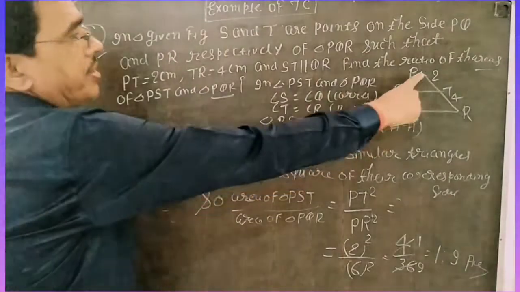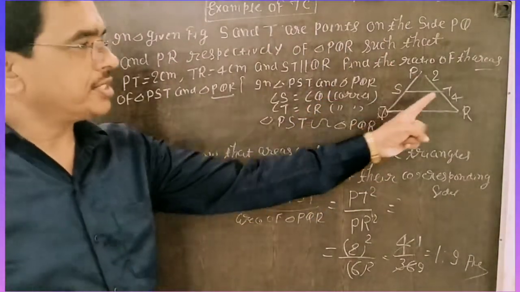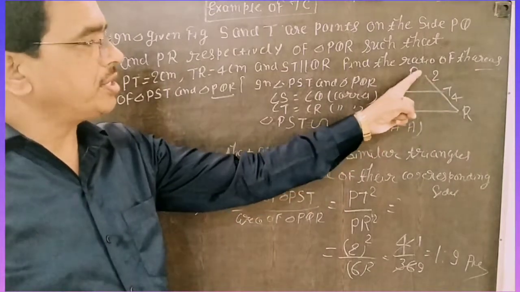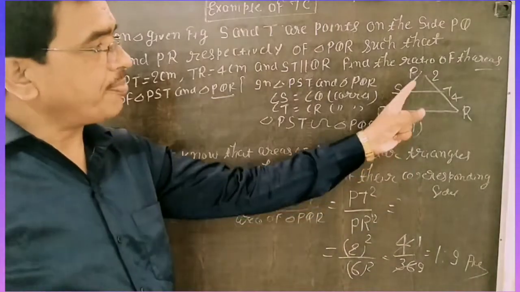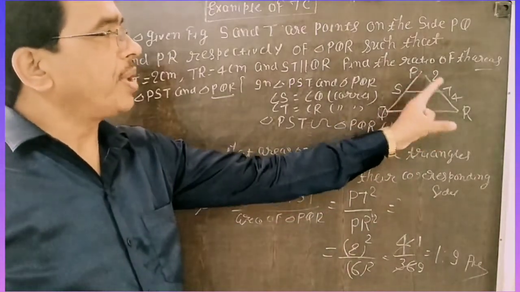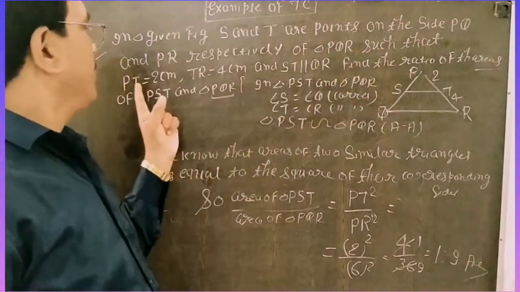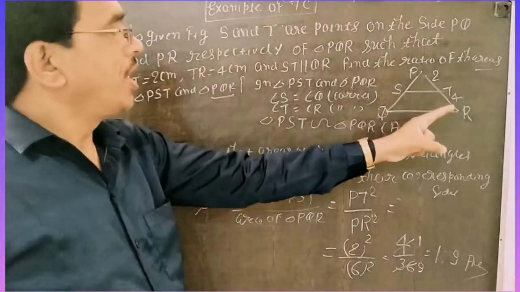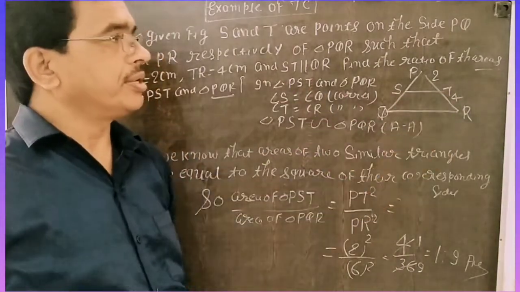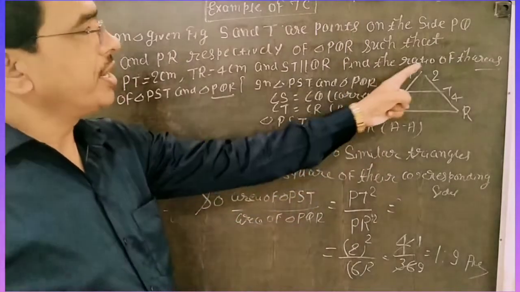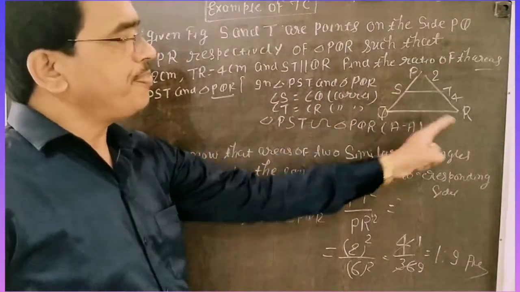In the given figure, S and T are points on PQ and PR respectively of triangle PQR, such that PT is equal to 2 cm and TR is equal to 4 cm and ST is parallel to QR. Then what is the ratio of the areas of triangle PST and triangle PQR?